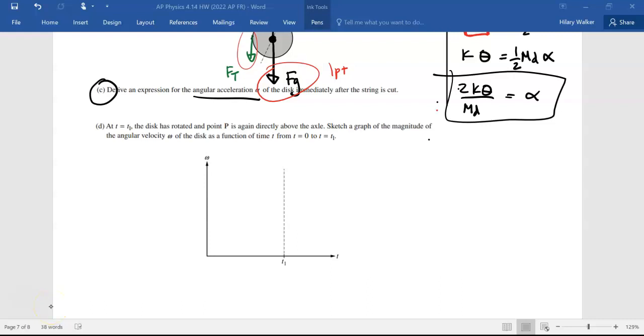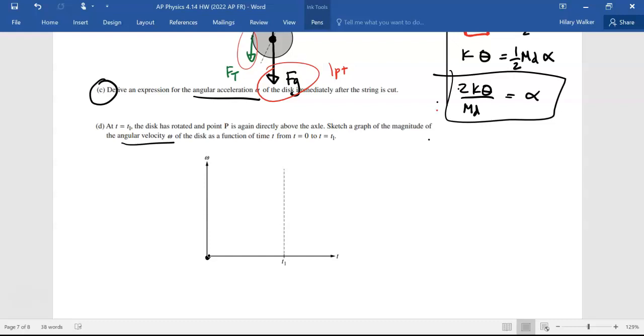So now we've got to do a graph of the angular velocity omega. Okay, so I like to draw the starting and ending points. So we know everything starts at rest. It starts at rest right here. As the spring exerts a torque on it, which is attached to the string, it's going to speed up.